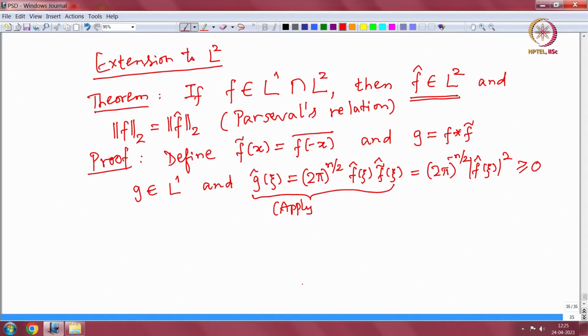If you take two L1 functions, then the Fourier transform of their convolution is the product of the Fourier transforms, putting in this factor. Okay, it's very straightforward. Apply Fubini's theorem.